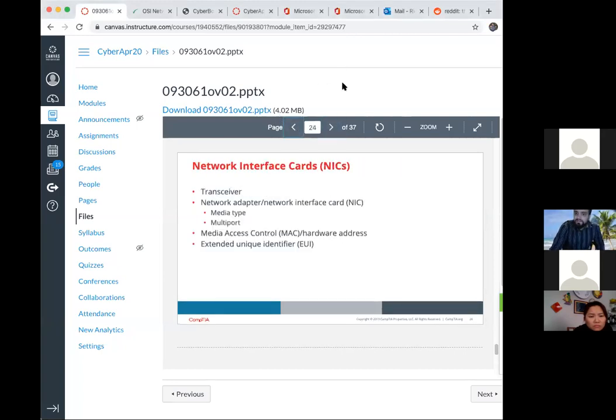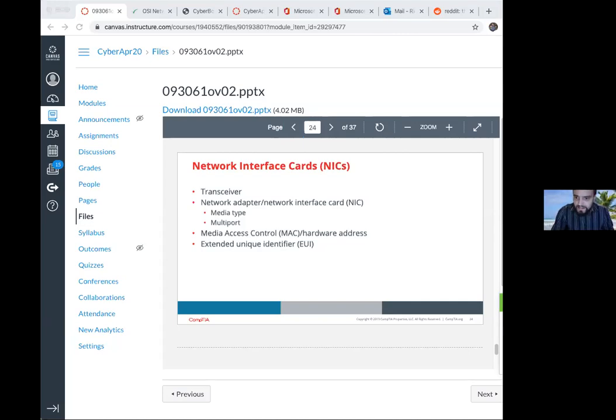So we have network interface cards. This has a transceiver component, and this is responsible for physically connecting the node to it, right? So like physically plugging it into the Ethernet jack, stuff like that. So this is all implemented in the network adapter, the network interface card. We have a media type for each one, and then something is going to plug into it, depending on what it is.